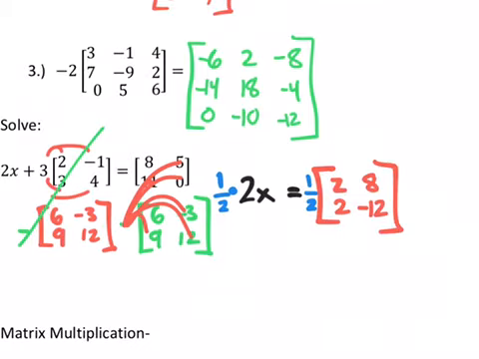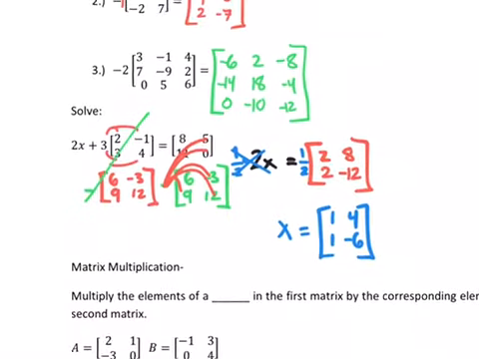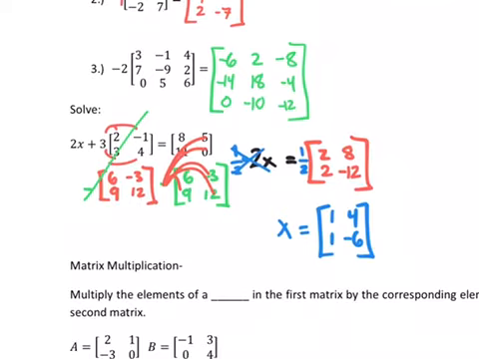2 times 1/2 cancels out, leaving us an x. And then this x answer will come from multiplying that scalar of 1/2 into all of those values. We have a 1, a 4, a 1, and a -6.